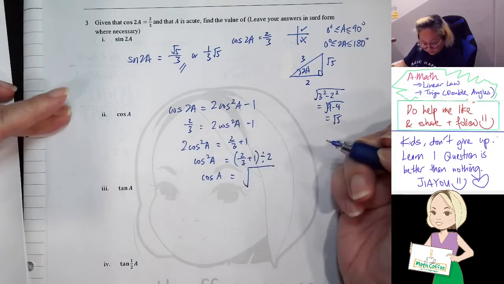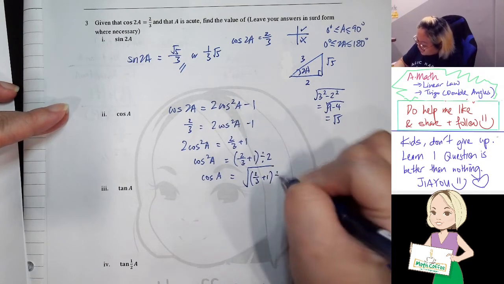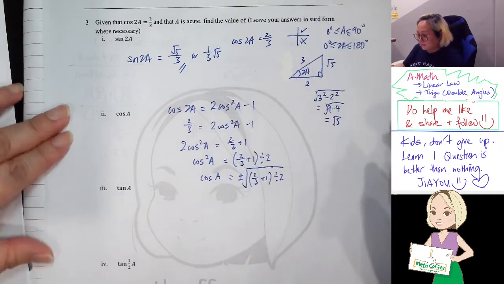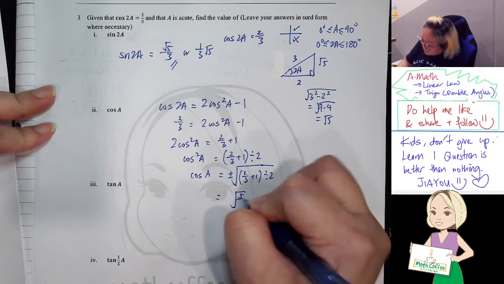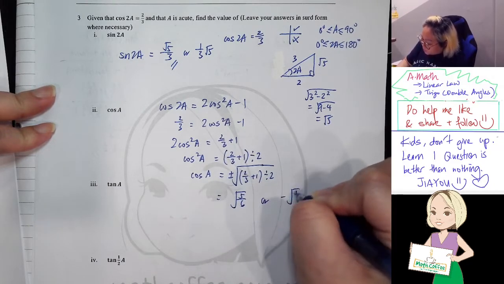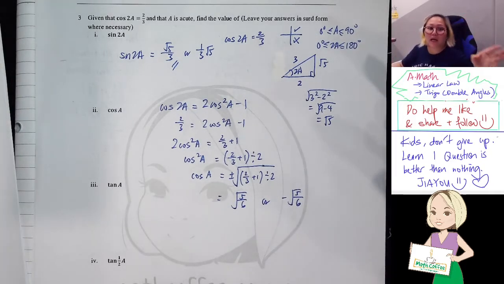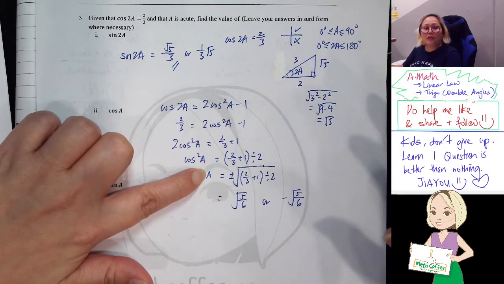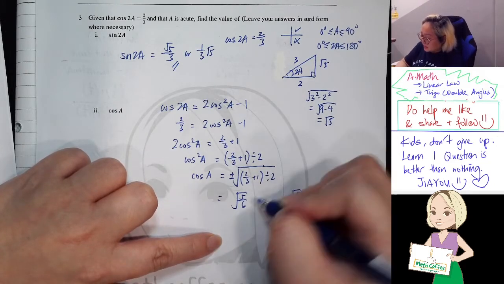square root of 2/3 plus 1 divided by 2. But don't forget, square root, you must put plus minus. So we will get square root 5 over 6 or negative square root 5 over 6. And again, it's the same as previously. Because my A is in the first quadrant, sine, cosine, tangent are all positive. So we will reject the negative one for this case. I'm going to reject this and accept this.